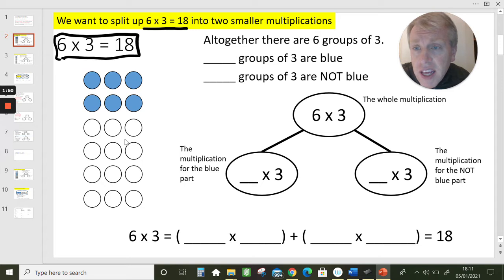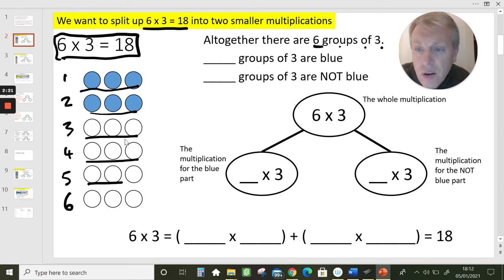So what I've done here is I've split 6 times 3. I've written it. What does 6 times 3 mean? Well, altogether there are 6 groups of 3. I've drawn them here. 1 group, 2 groups, 3 groups, 4, 5, 6. Each time there's 3. 1, 2, 3. Another group of 3. Another group of 3. Another group of 3. Another group of 3. And another group of 3.